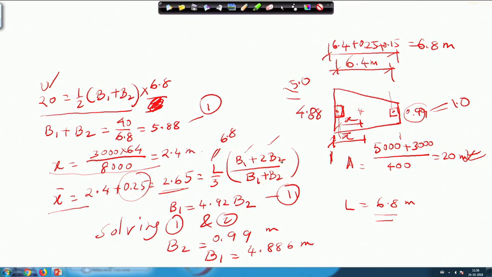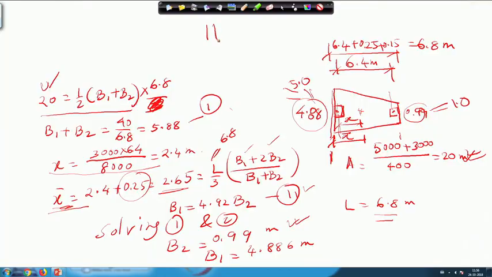So, this equation I will equate with x bar, and then I will simplify, then I will get a relation between B 1 and B 2, and using these two equations I will solve for B 1 and B 2. I will get 0.99 for the smaller side and 4.88 for the longer side. So, that means I can provide a reasonable size, approximately 4.88 can be rounded to 5 meter and 0.99 can be rounded to 1 meter. So, this is the final size of the trapezoidal footing.